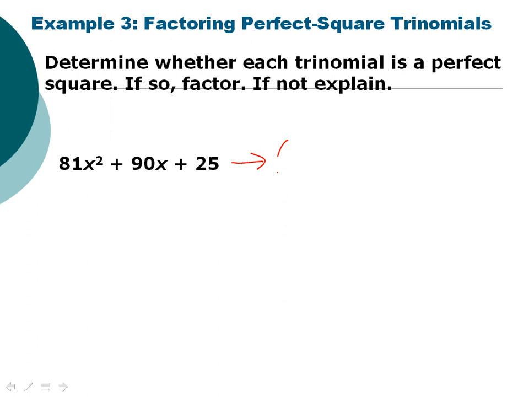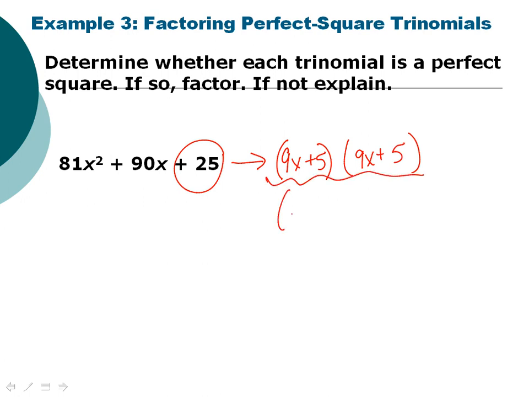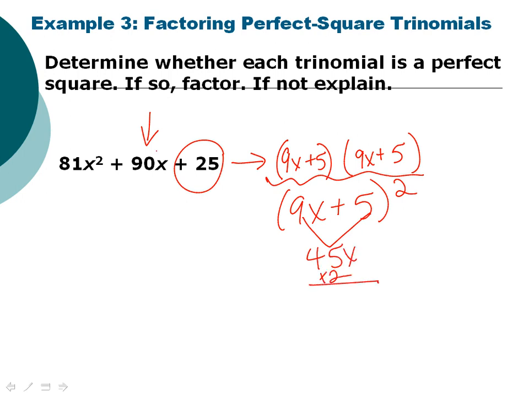Okay, so if I take 81x squared, that gives me a 9x here and a 9x here. If I take the 25, that gives me a 5 and a 5. Since I have two of these, I'm going to put them together as 9x plus 5 squared. Now we have to check for the 90 to make sure it's still there. 9 times 5 is 45x. Remember, you have to double that, and that gives me the 90. So this is the answer to that problem, and it's called a perfect square trinomial.